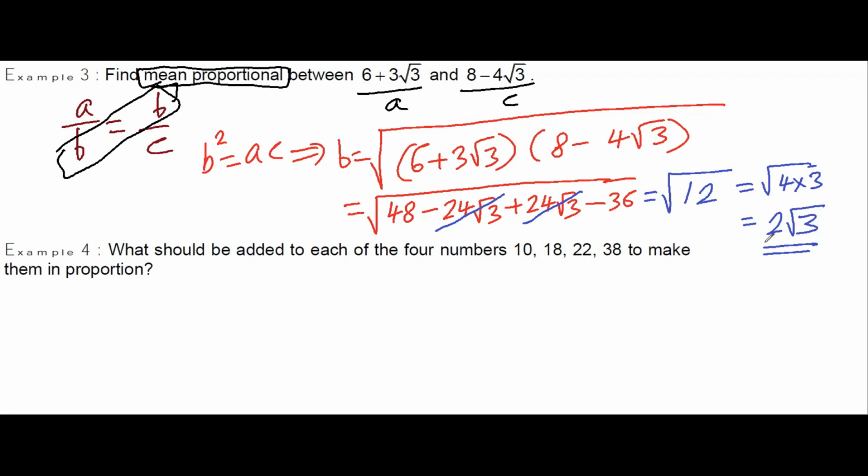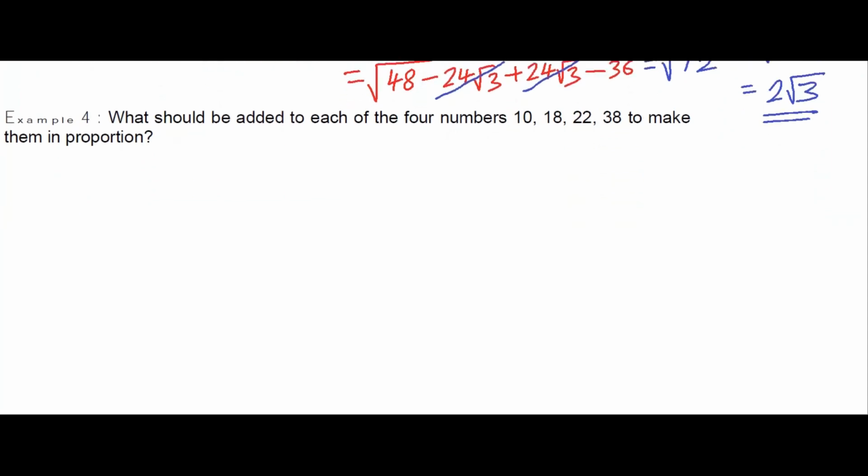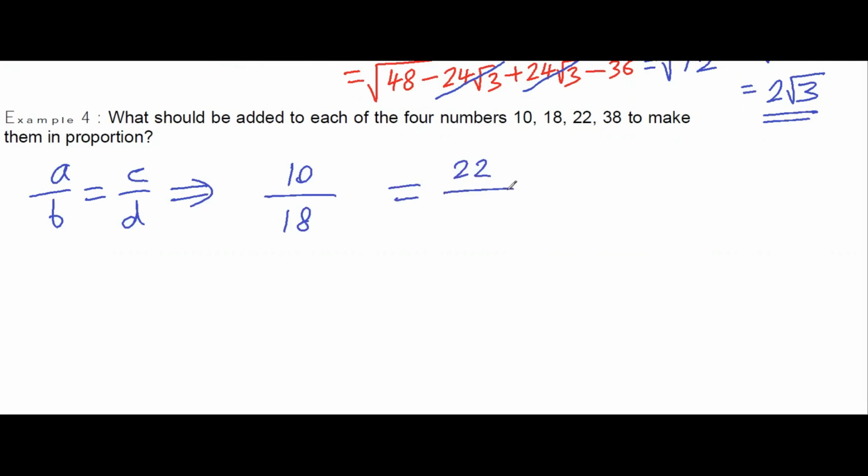Okay, now let's solve example number 4. What should be added to each of the four numbers to make them proportional? What is the meaning of proportional? The meaning of proportional is a by b should be equal to c by d. So here the four numbers given are 10 divided by 18, which should be equal to 22 divided by 38, but they are not equal. I have to make them equal.